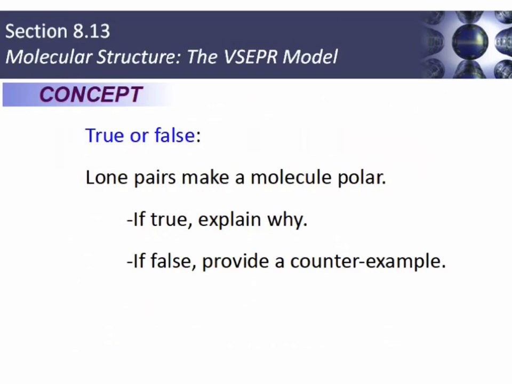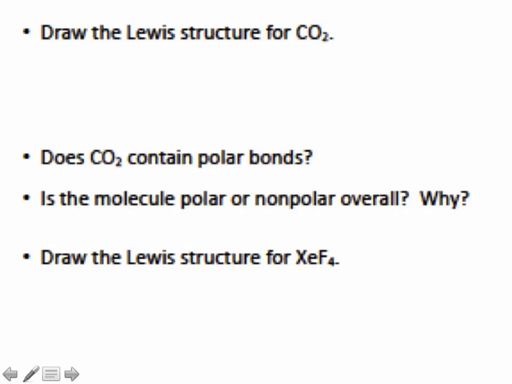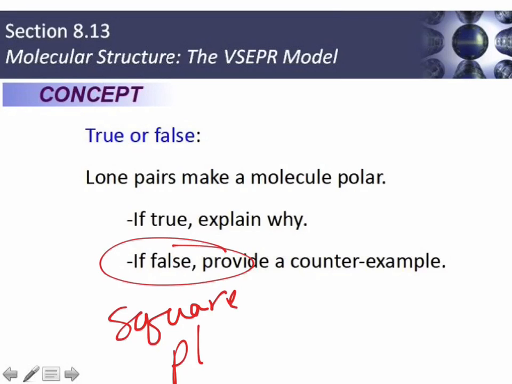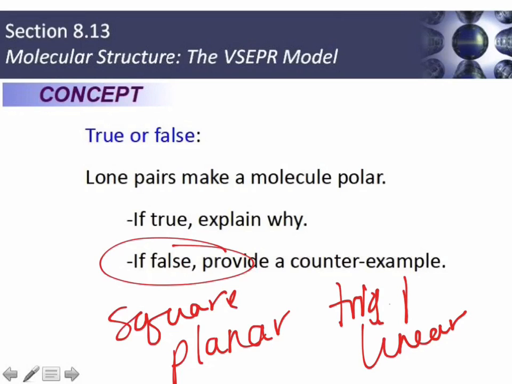Next example. True or false? Lone pairs make a molecule polar. False. Give me an example. Square planar. What else do we have? I3 negative. It's linear, but it is trigonal bipyramidal.